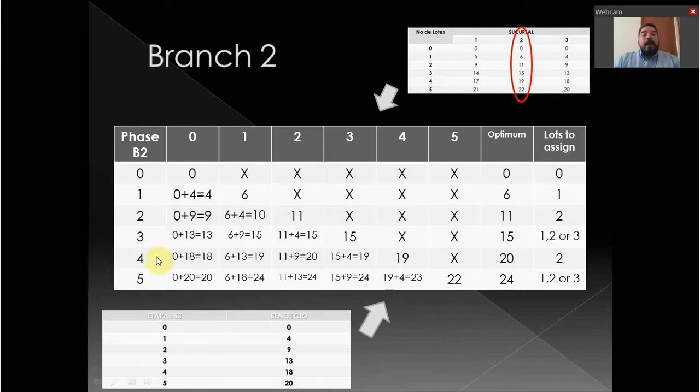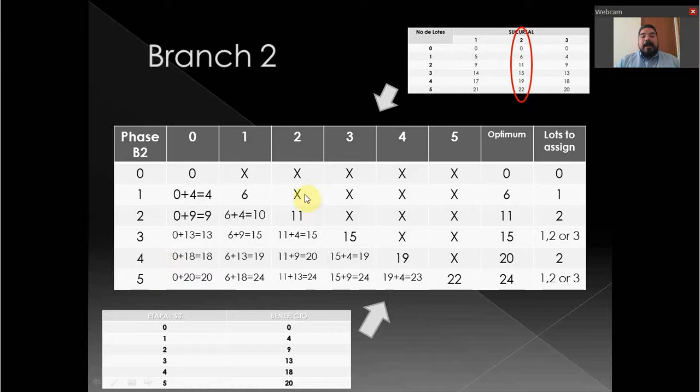Let's do the analysis for having 4 lots in branch number 2. If I decide not to assign any of these 4 lots, I have the 4 lots left in branch number 3, and the maximum benefit for assigning 4 lots to branch number 3 it's 18,000 pesos. If I decide to assign 1, the benefit of 1 in branch number 2 is 6, plus 13,000 pesos of benefits for assigning 3 lots to branch number 3, and it's equal to 19,000 pesos.